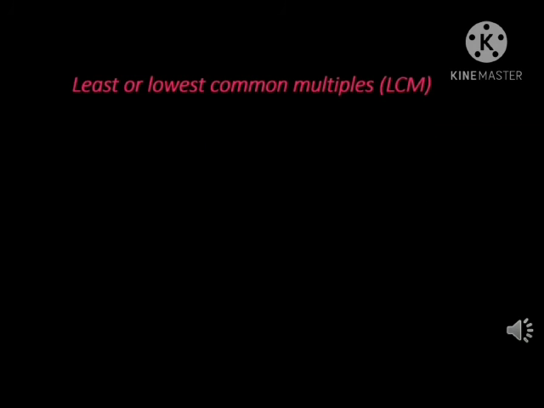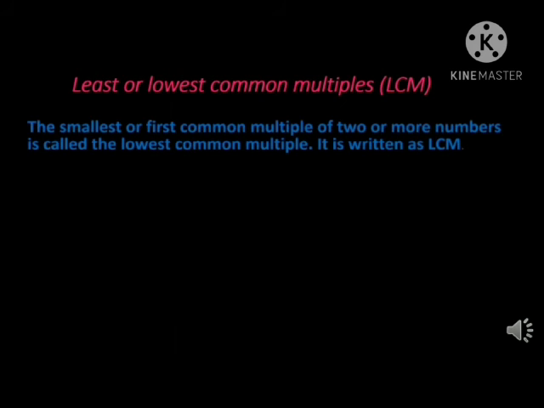Now let us learn about least or lowest common multiples. The smallest or first common multiple of two or more numbers is called the lowest common multiple, and it is written as LCM. Now let's see some example on the basis of LCM. Here the question is, find the LCM of 2, 5 and 10.